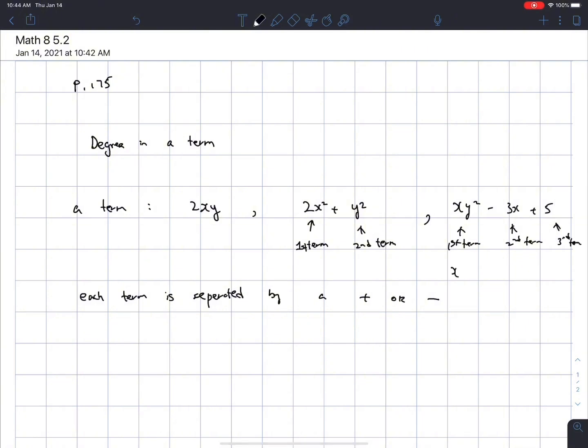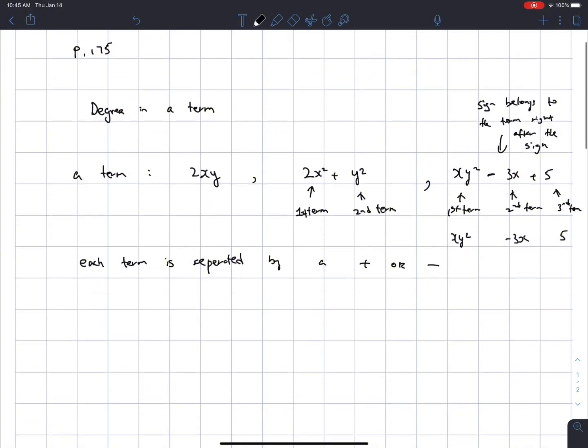So my first term here is xy squared. My second term is negative 3x. So you need to know that the sign always belongs to the term right after it. The sign is just a plus or minus, right? That's why this is a negative 3x for the second term. And the last term here is just a 5, just a positive 5. Usually when it's positive, we don't even write out the positive.